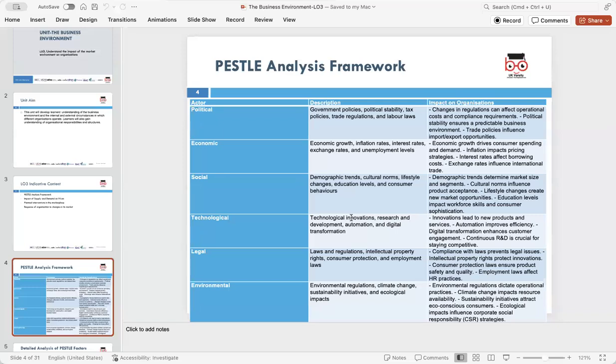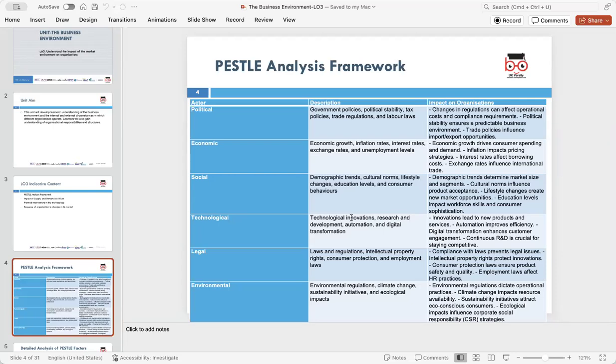So how do they impact organizations? If we talk about environmental regulations, compliance with environmental regulations dictates operational practices. For example, companies might need to reduce emissions or manage waste more effectively. Climate change can impact resource availability and increase costs for businesses reliant on natural resources.